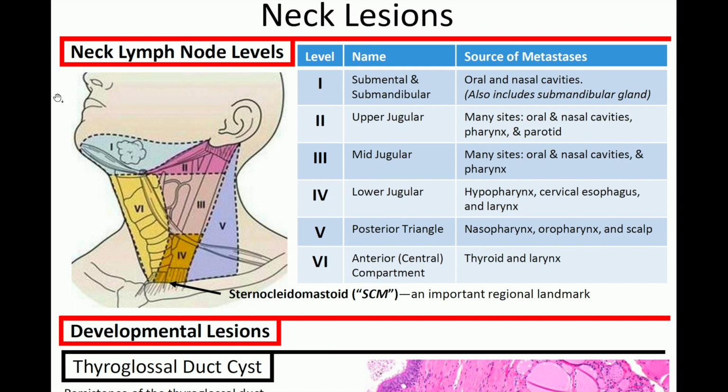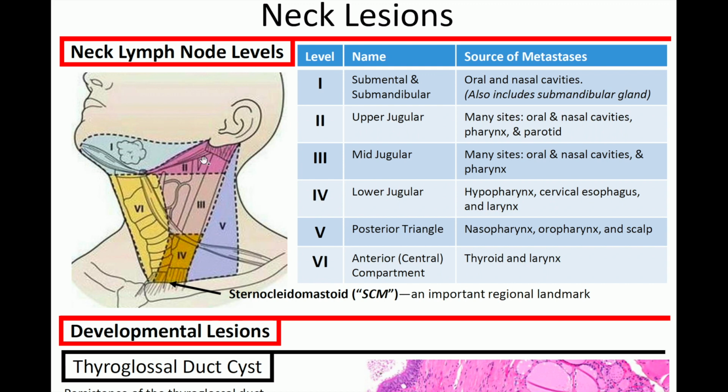So the neck lymph nodes are divided into separate levels. So we have level 1, which is the submental and submandibular region. And the source of the metastases to the level 1 lymph node is from the oral and nasal cavities. And that makes sense if we think about it just anatomically and how close the mouth and the nose are to the level 1 lymph nodes.